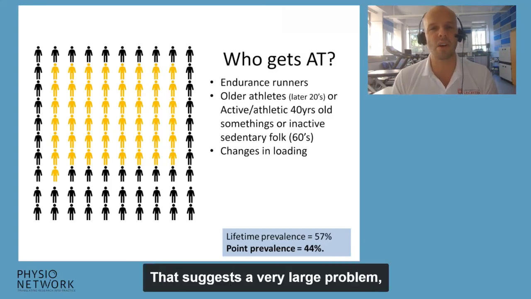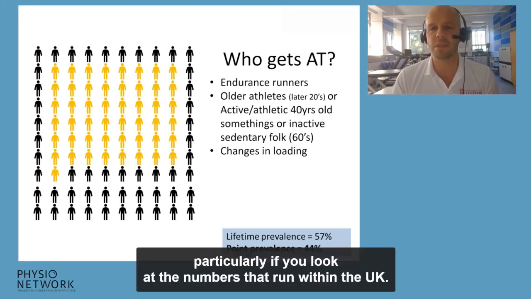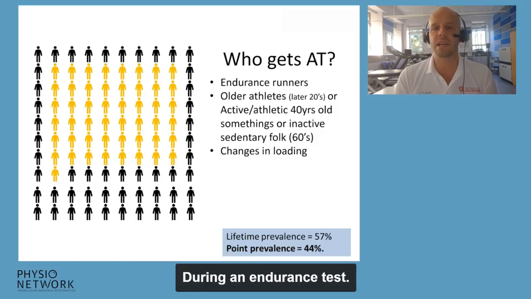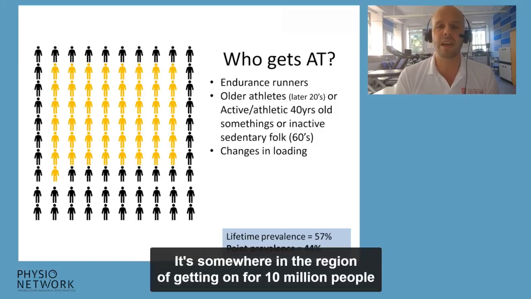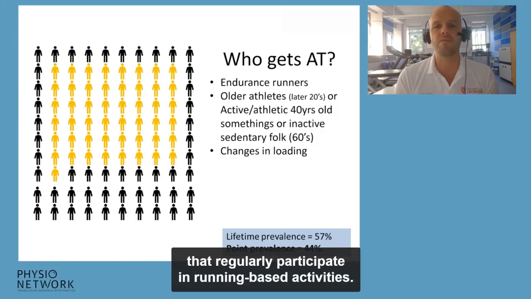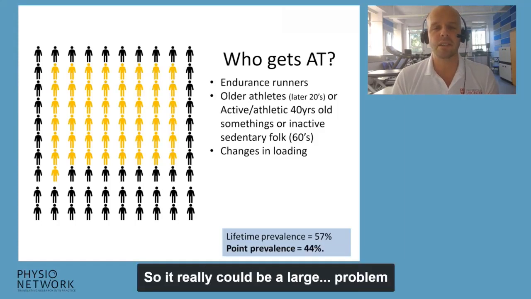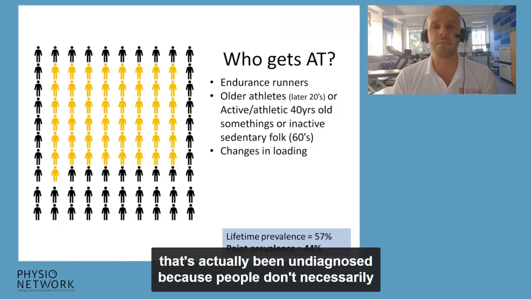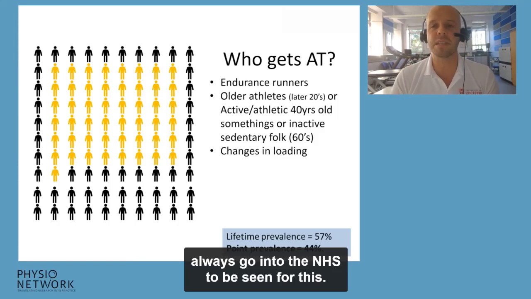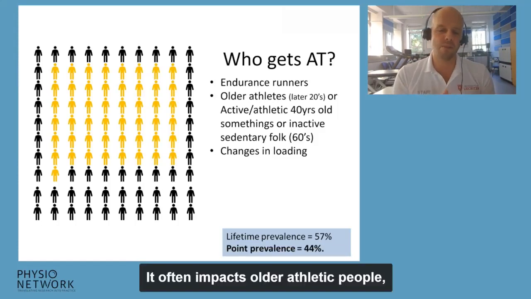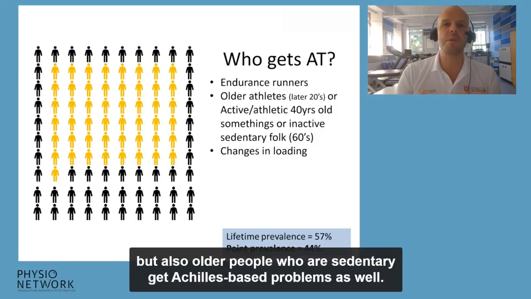That suggests a very large problem, particularly if you look at the numbers that run within the UK doing endurance tasks. It's somewhere in the region of getting on for 10 million people that regularly participate in running-based activities. So it really could be a large problem that's actually been undiagnosed because people don't necessarily always go into the NHS to be seen for this. It often impacts older athletic people, but also older people who are sedentary get Achilles-based problems as well.